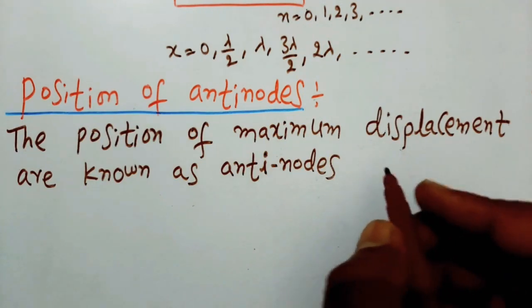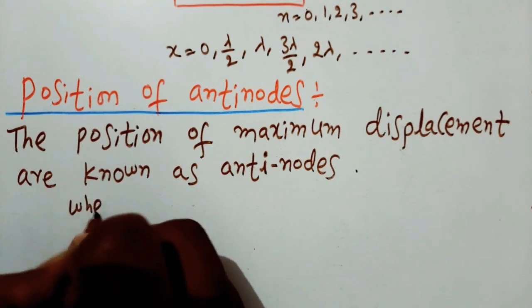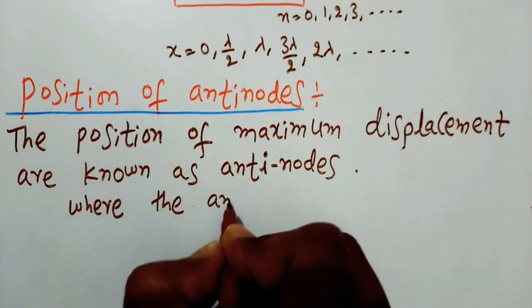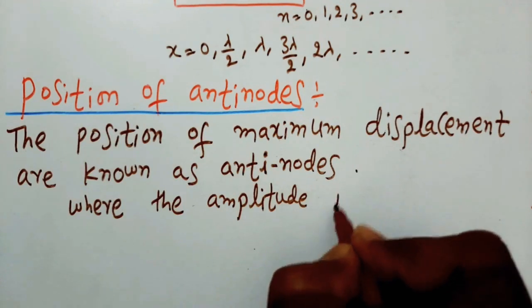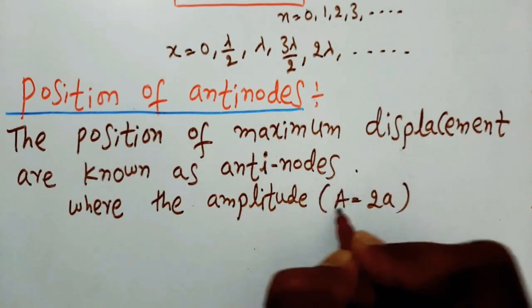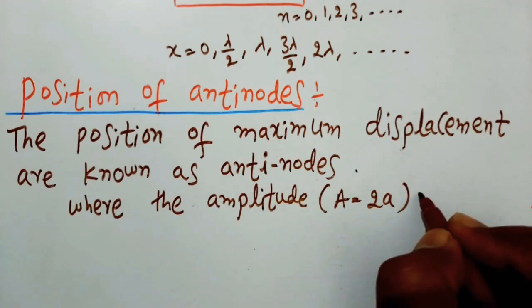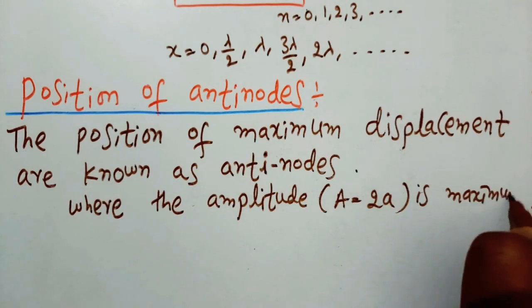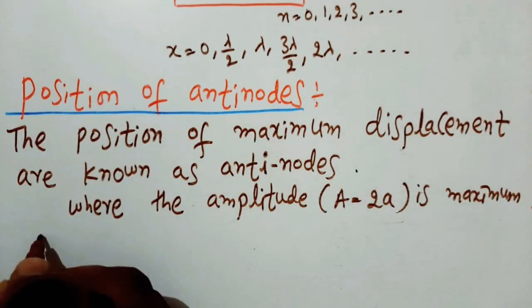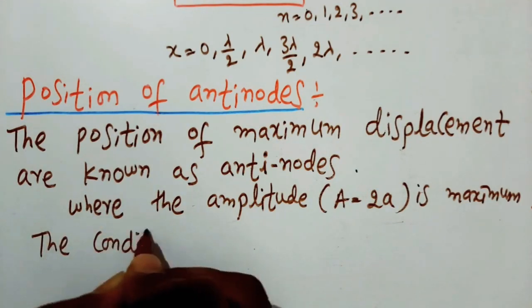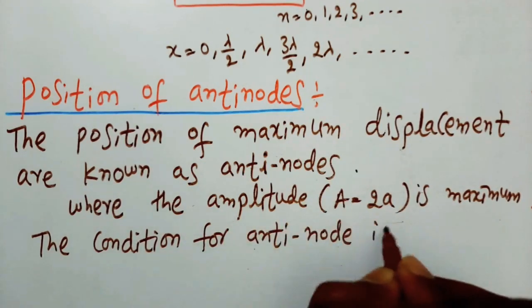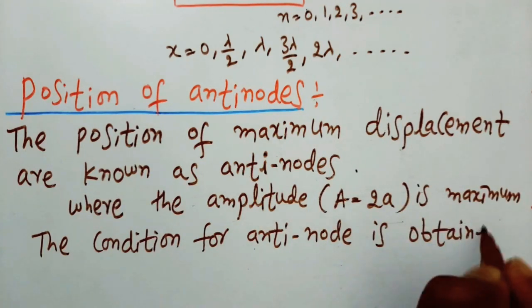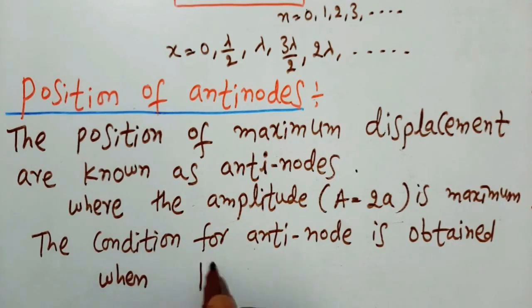Where the amplitude is maximum, that is A is equal to A. The condition for antinode is obtained when mod sin kx is equal to 1.